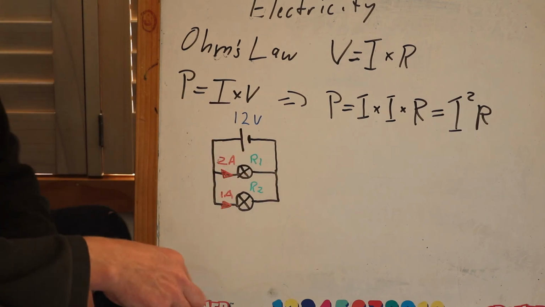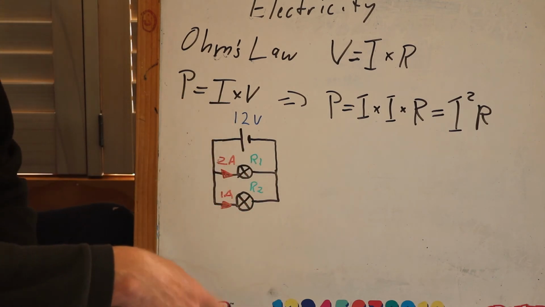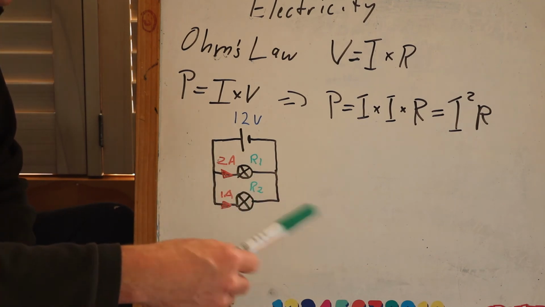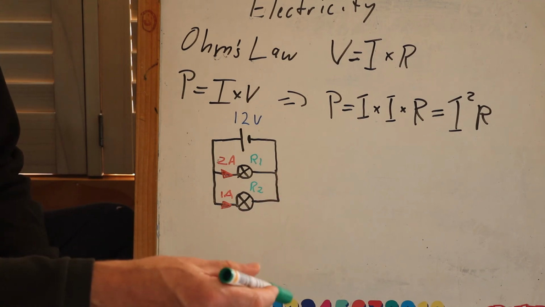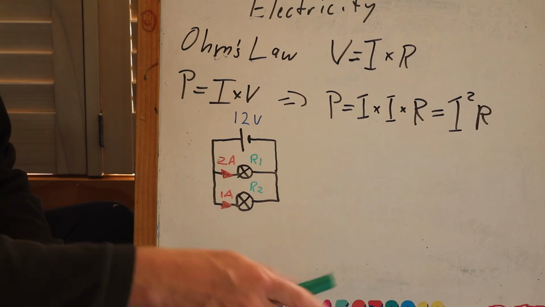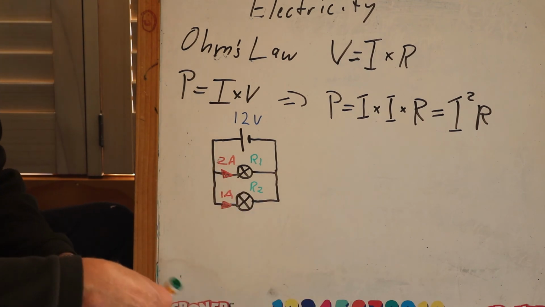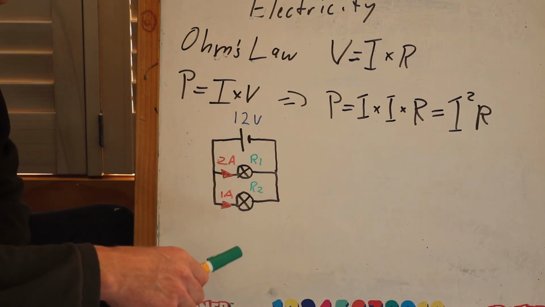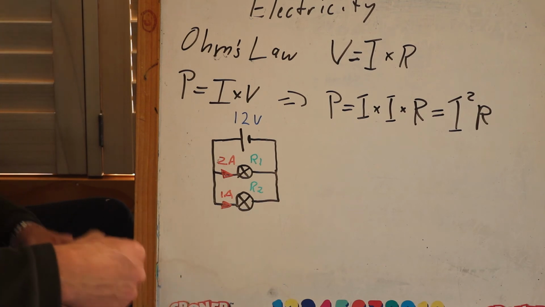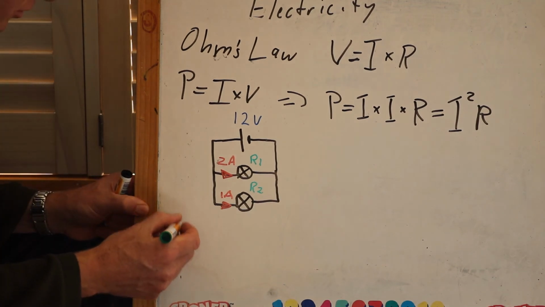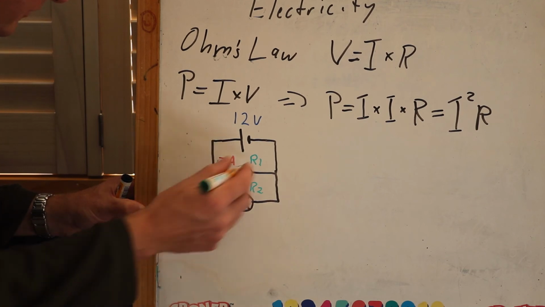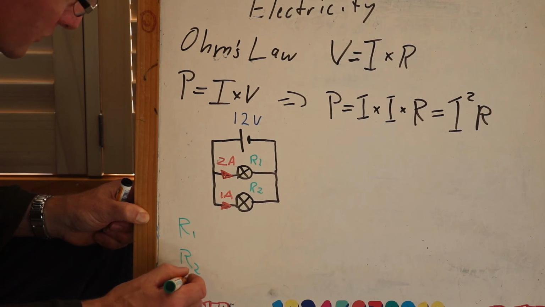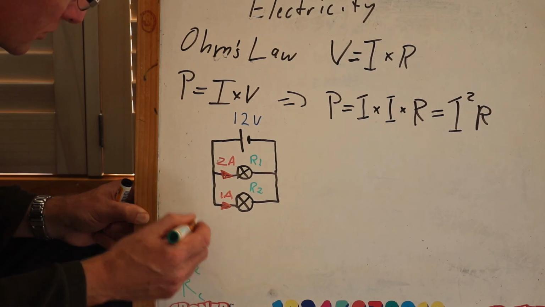Here's a small circuit. I've got a supply voltage of 12 volts, that could be a car battery, and I've got two light bulbs in parallel. Light bulbs are just another version of a resistor. They resist the current, so you could describe them as R1 and R2, like we've done before. One light bulb draws 2 amps from that power source, the other one only 1 amp. So, can we work out what is the resistance of R1, what is the resistance of R2, and what is the resistance of the circuit as a whole.